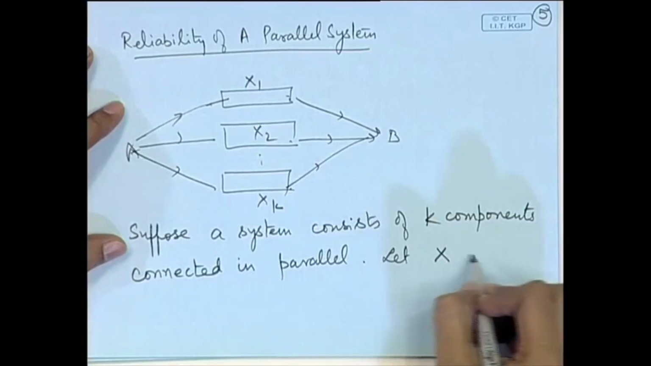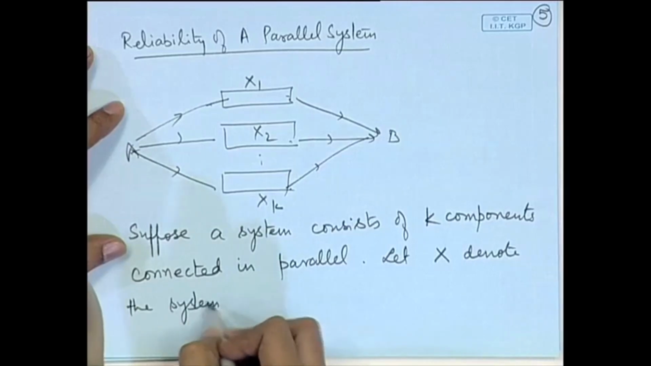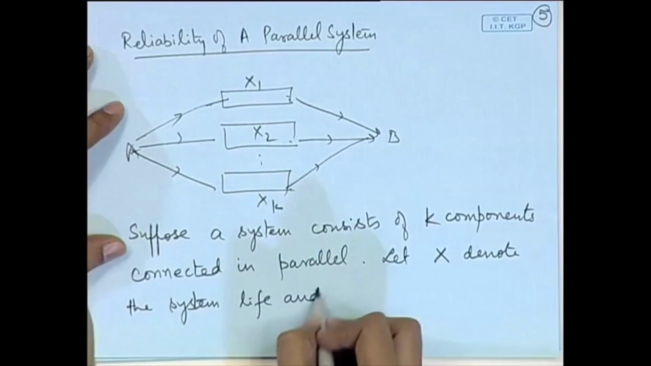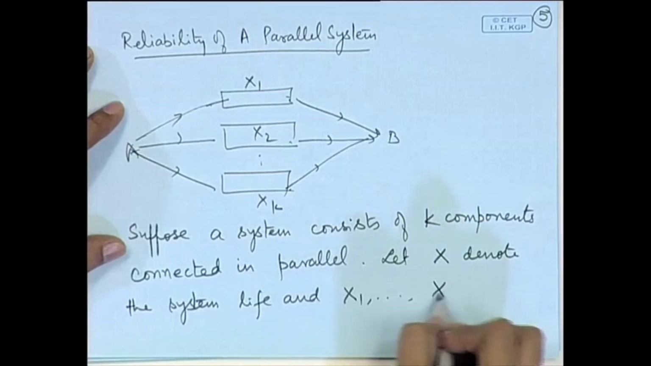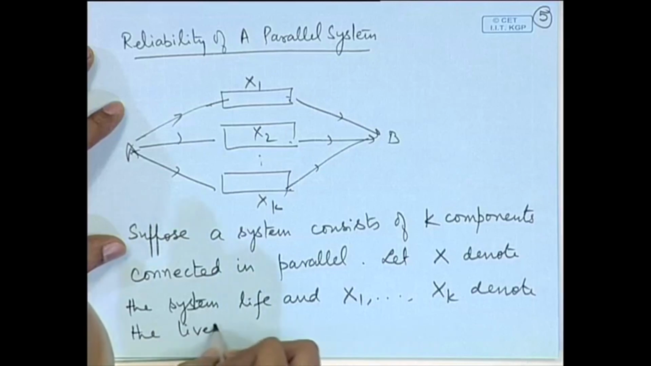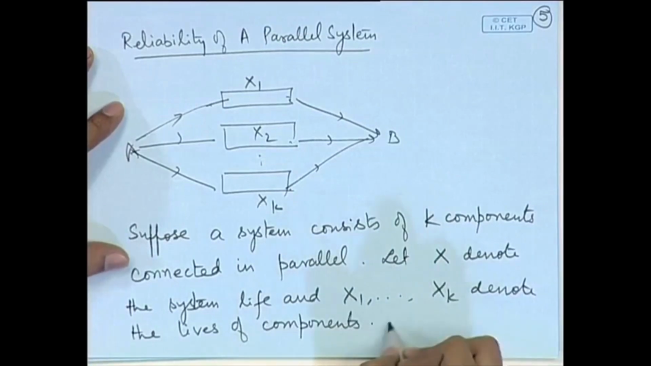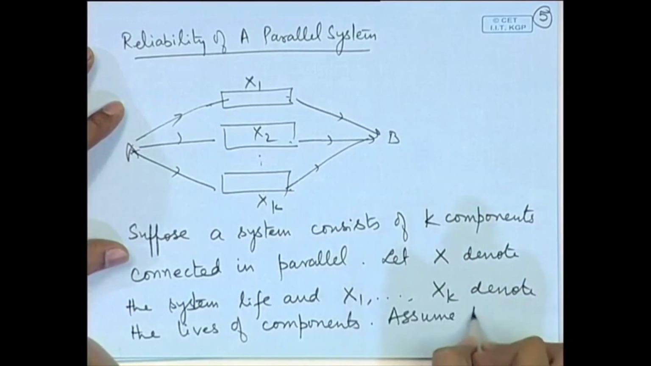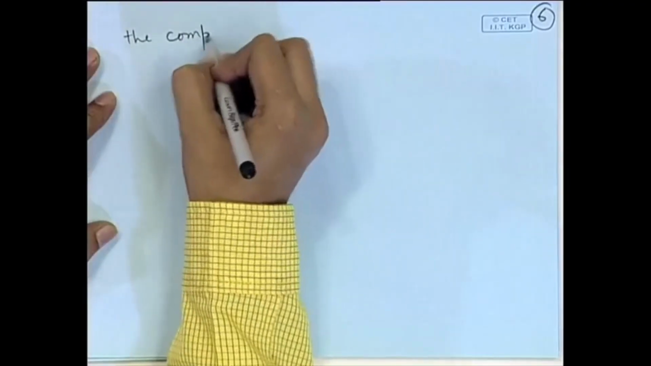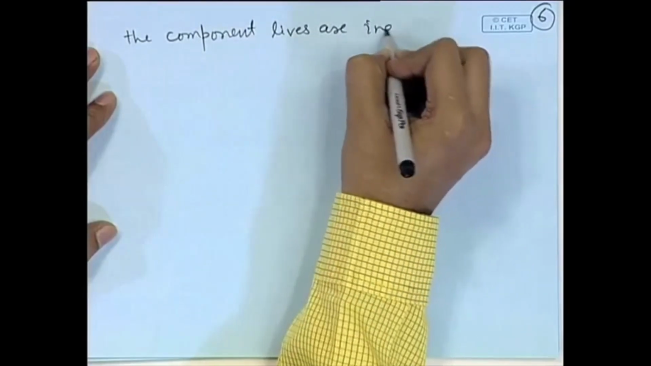So, let x denote the system life and x 1, x 2, x k denote the lives of the components. Once again, assume that the component lives are independent.